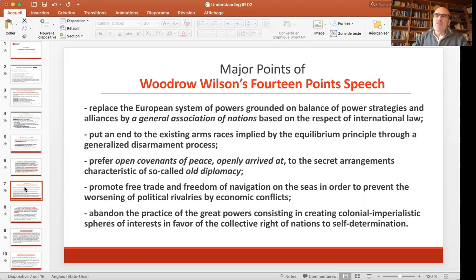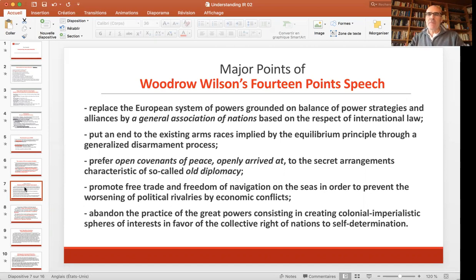Second major point, he wanted to put an end to arms races. Arms races had been existing, notably the German naval arms race opposing it to the British. Arms races should be abandoned and replaced by a general process of disarmament. That is to say, states should start destroying, dismantling the weapons that they possessed rather than increasing the number of their weapons.